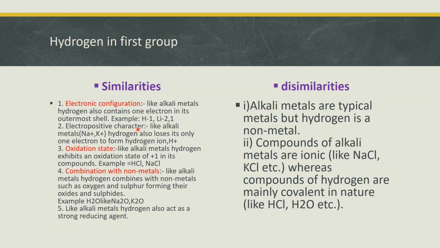Second one, electropositive character. Like alkali metals, hydrogen also loses one electron to form the H+ ion. And the third supporting point and similarity is oxidation state. Like alkali metals, hydrogen exhibits an oxidation state of +1 in its compounds. Example, hydrogen chloride and sodium chloride. Next, combination with non-metals. Like alkali metals, hydrogen combines with non-metals such as oxygen and sulfur, forming their oxides and sulfides. For example, H2O, like Na2O and K2O.